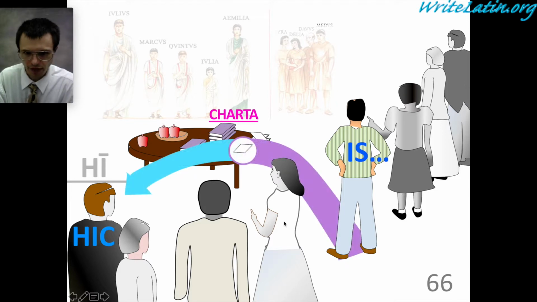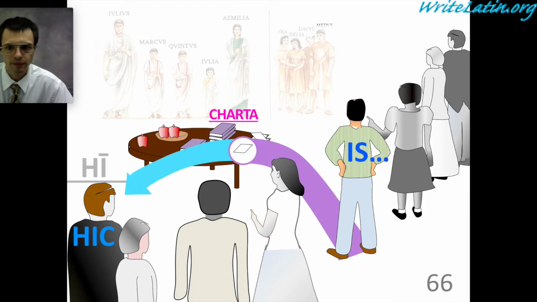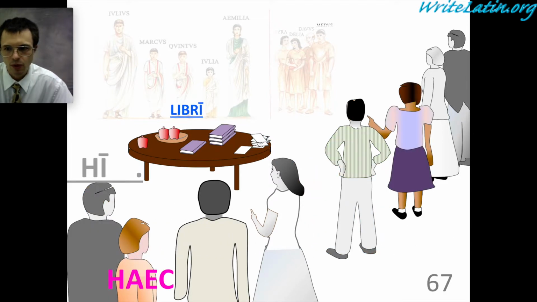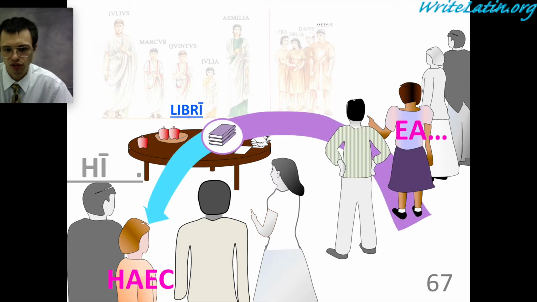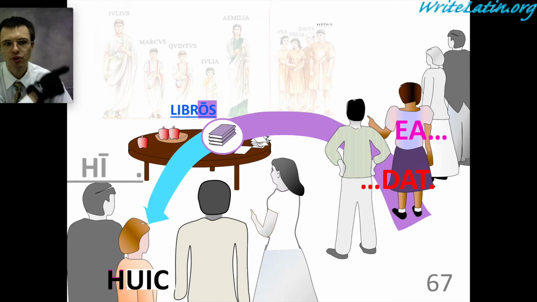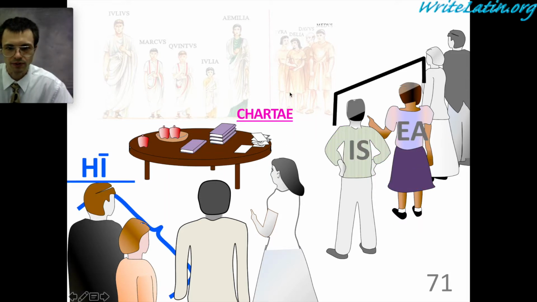All right, so you try it. He gives the paper to this one. All right. What about she gives the books to this one? You know, you can kind of pause after you do the dative. Say like, ea huic. Then think, libros dat. That's okay too. So I guess you don't have to do it all in one sentence, even though it's good if you do it all in one sentence.